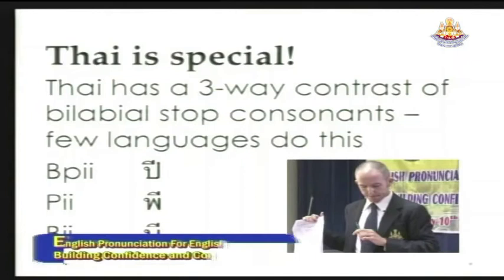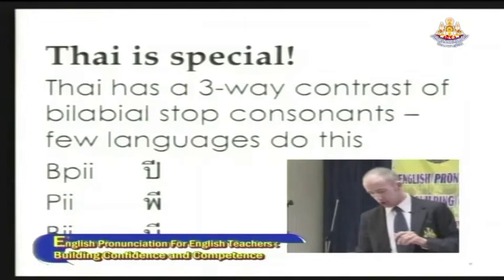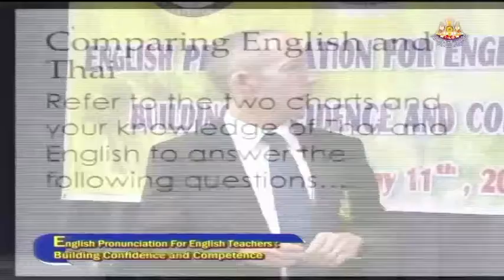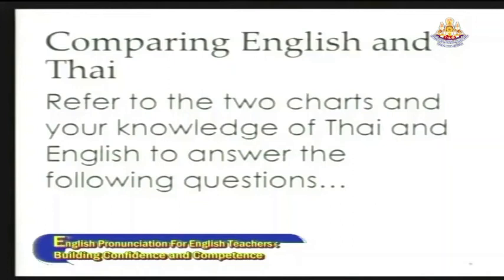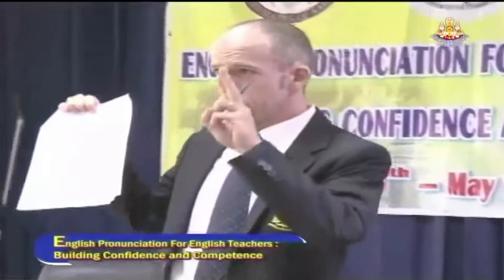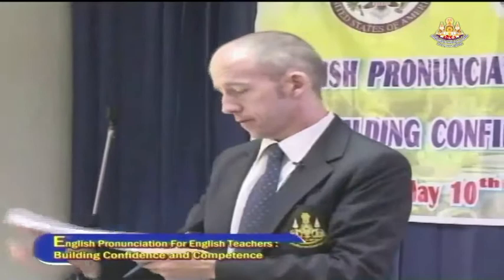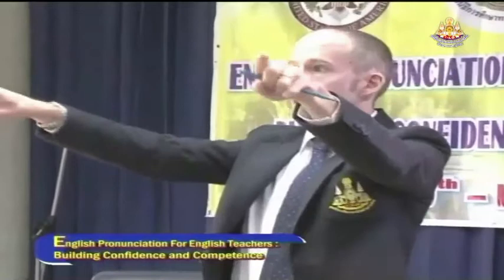All right, now I'm gonna ask you some questions. We're gonna do some discussion in groups, okay? So it says comparing English and Thai. Refer to the two charts, chart number one, chart number two, and your brain, your knowledge of Thai and English to answer the following questions. So I'm going to give you two questions and I'm going to ask you to work in groups and discuss the answers. Okay? So here's question number one. It'll take about 3 minutes, maybe 4 minutes for question number one, and then 3 or 4 minutes for question number two. And I'll put some answers on the board here.